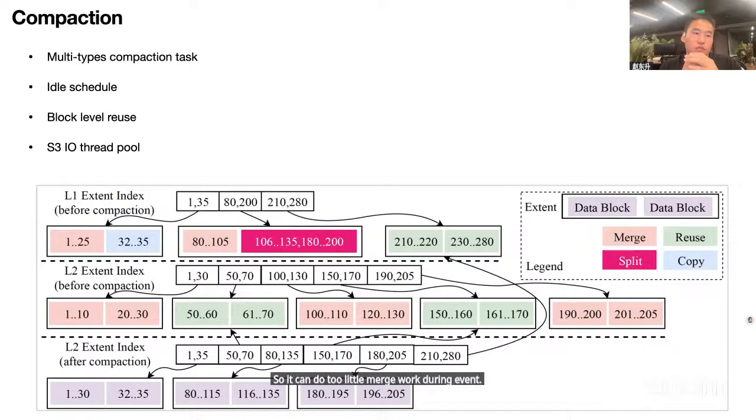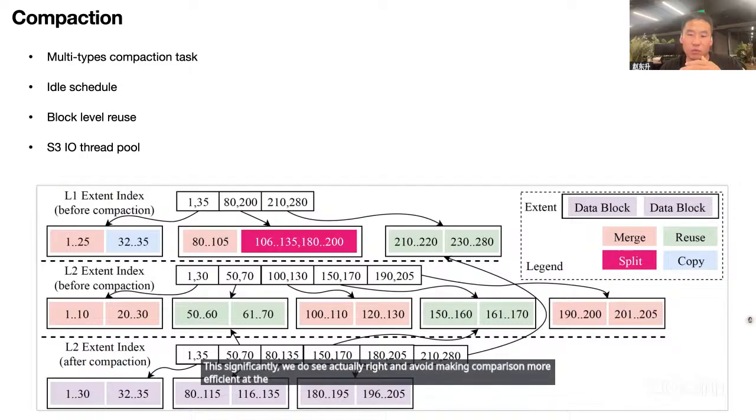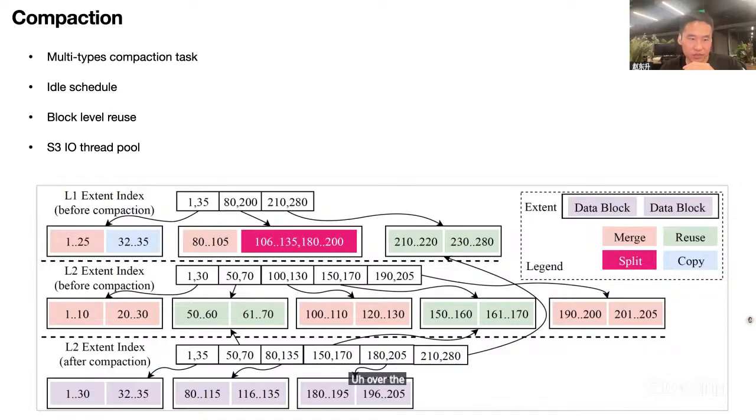Third is the block level reuse. When compacting data, we identify and reuse existing blocks that have not been changed. This significantly reduces S3 writes and avoids redundant I/O, making compaction more efficient and effective. Through the block level reuse, we can reduce the computing work of the compaction task.